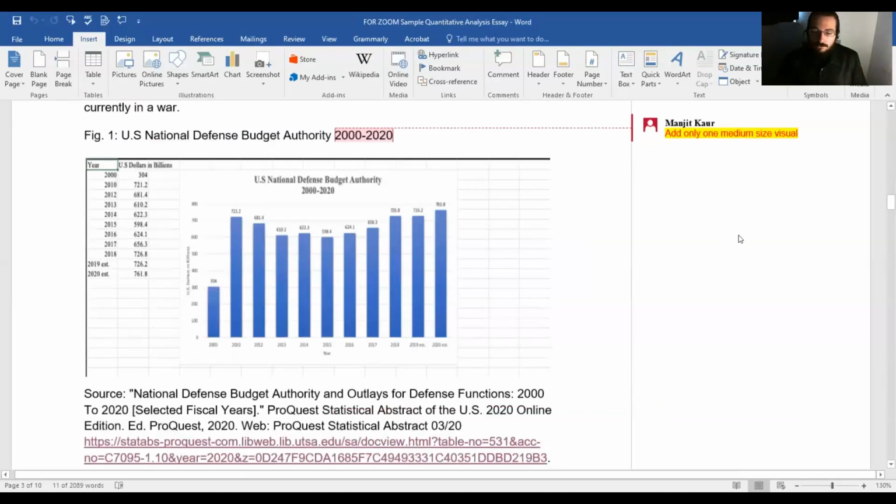For this essay, you're allowed to use only one visual. Do not use more than one. It should be roughly about half a page.